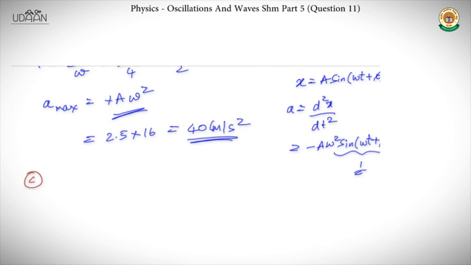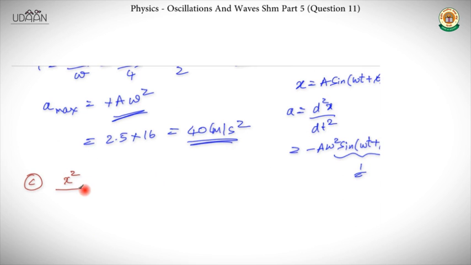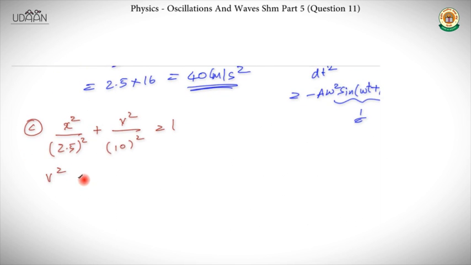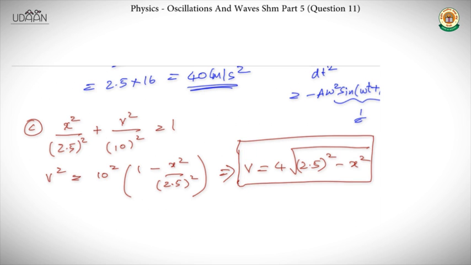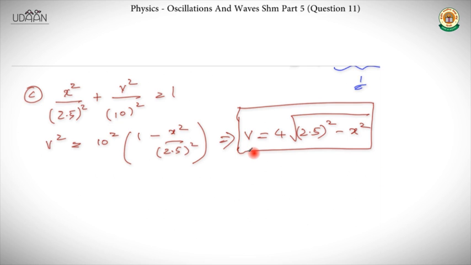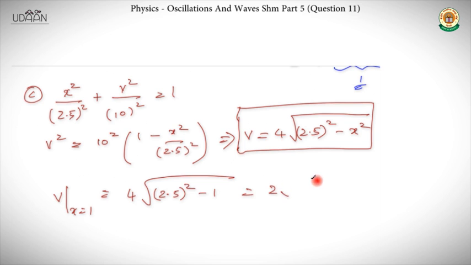So we can write the ellipse equation as follows: x square by x-intercept square, which is 2.5 square, plus y square, which is v square, by y-intercept square, which is 10 square, is equal to 1. So we get v square is equal to 10 square into 1 minus x square by 2.5 square. So we get v as 4 times under root 2.5 square minus x square. By plugging in x is equal to 1, we can arrive at the velocity. So we get 4 under root 2.5 square minus 1, which is equal to 2 root 21.